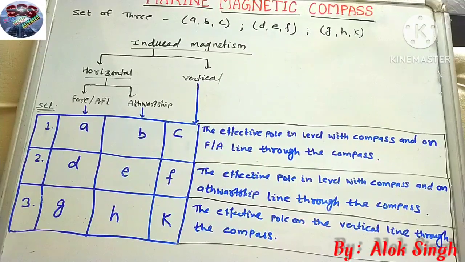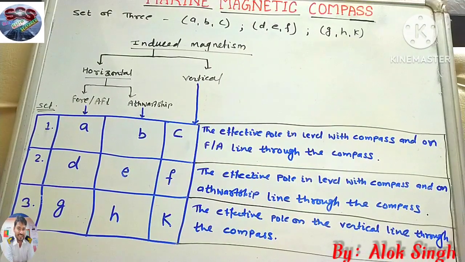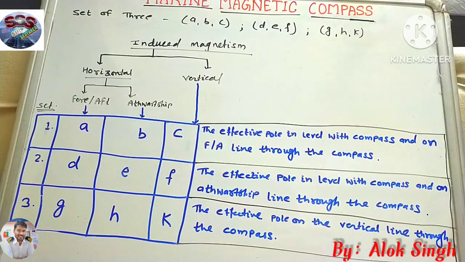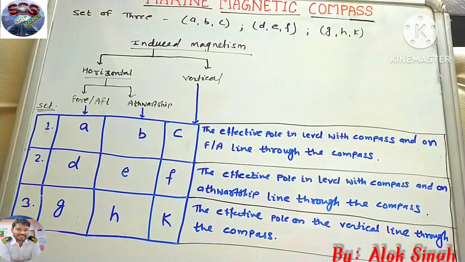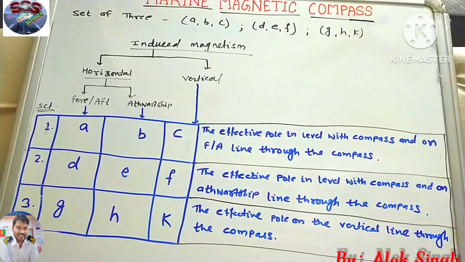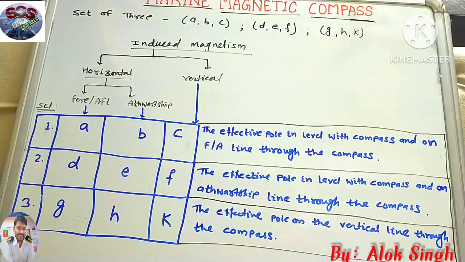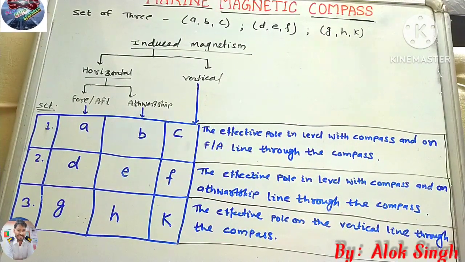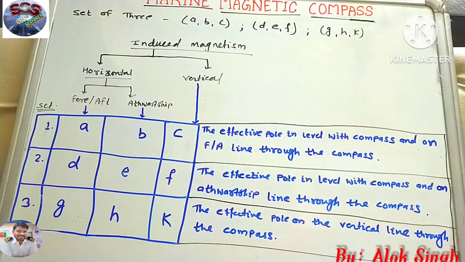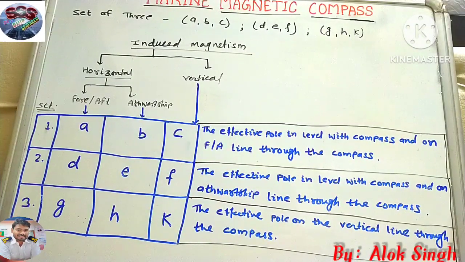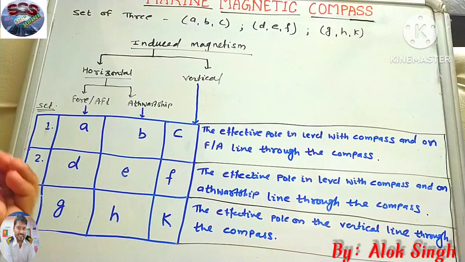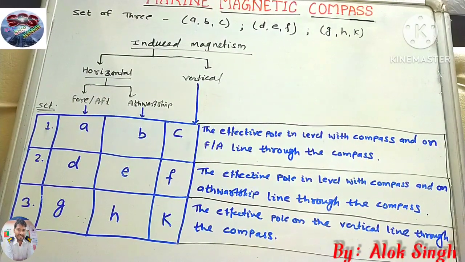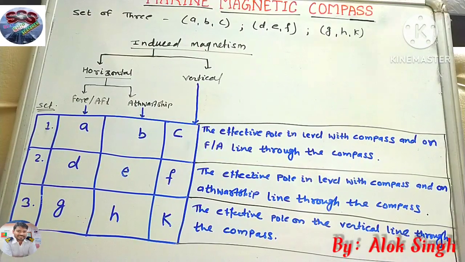Thereafter we saw ship's magnetism. In ship's magnetism we saw permanent magnet. So in permanent magnet there were two components, horizontal component and vertical component. The horizontal component was force O and the vertical component was force R. This horizontal component was subdivided into two forces: the horizontal fore and aft component, and the athwartship component. The fore and aft component was force P, athwartship was force Q. So now we have seen force P, force Q, force R.